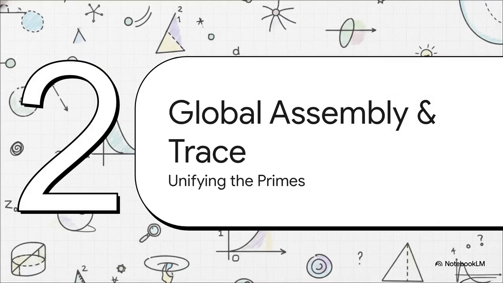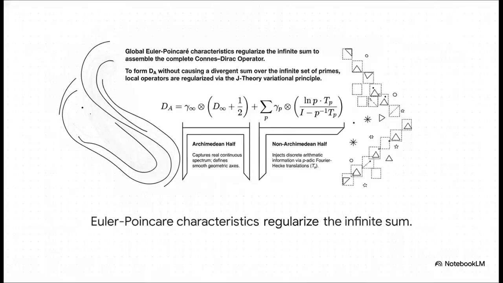All right, step three, global assembly and trace. We've got our local Archimedean and non-Archimedean components ready to go. Now it's time to assemble them into one single global machine. This massive equation you're seeing is the completed global Connes Dirac operator. Now, if we just added everything up, the infinite set of primes would cause a massively divergent sum. Nobody wants that. To prevent it, the local operators are regularized using global Euler-Poincaré characteristics. Look at how perfectly it splits. You've got the Archimedean half on the left defining our smooth geometric axes, smoothly stitched together with the non-Archimedean half on the right, which injects all that discrete arithmetic info via Hecke shift operators.